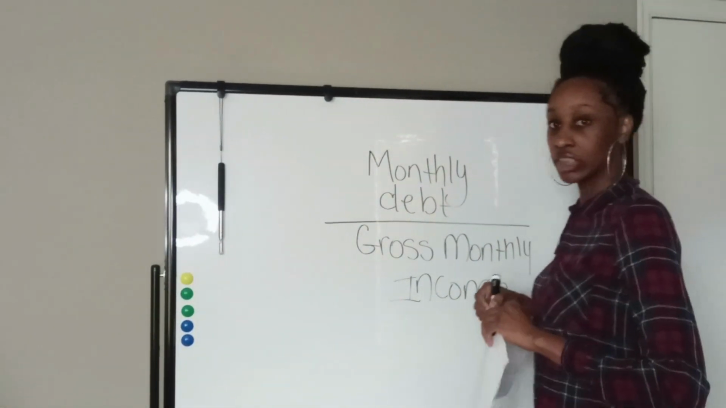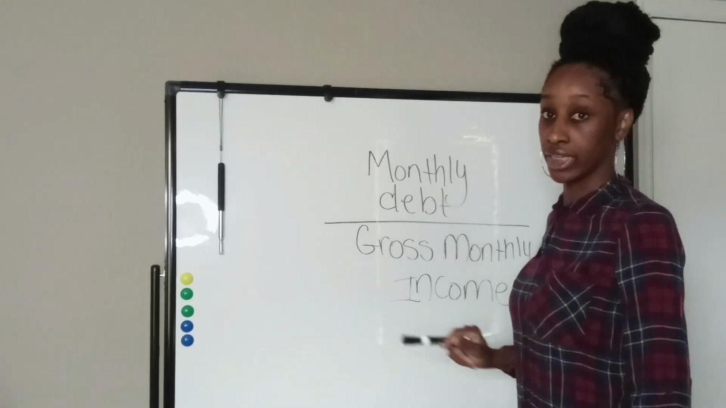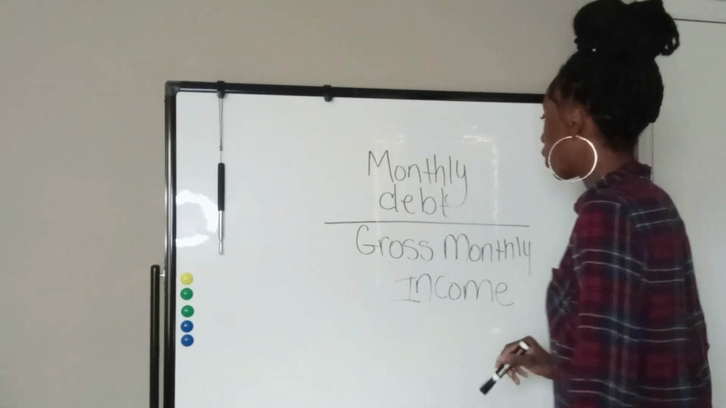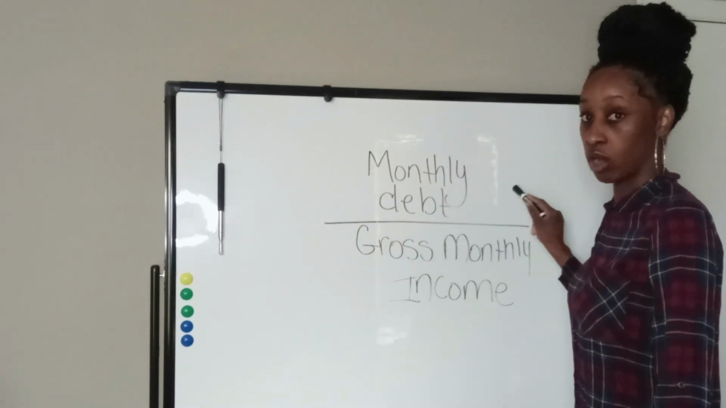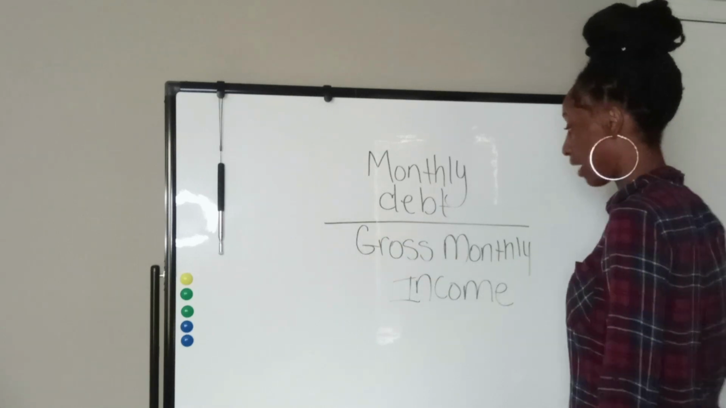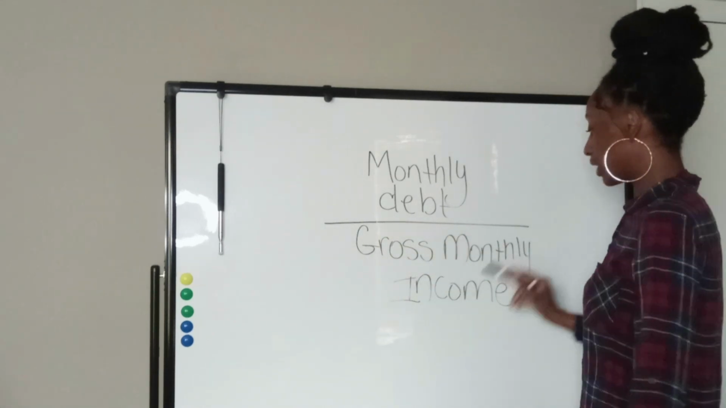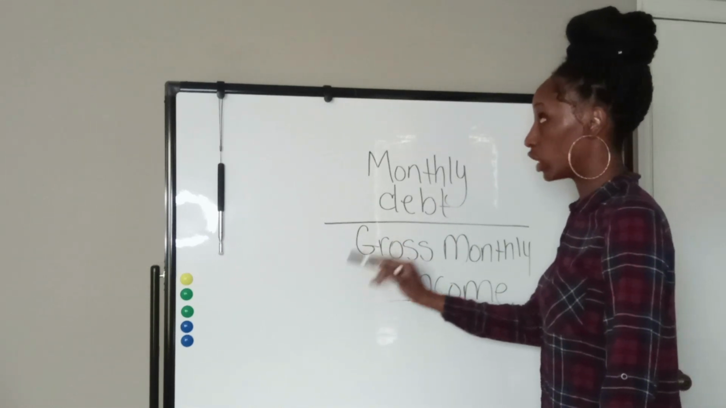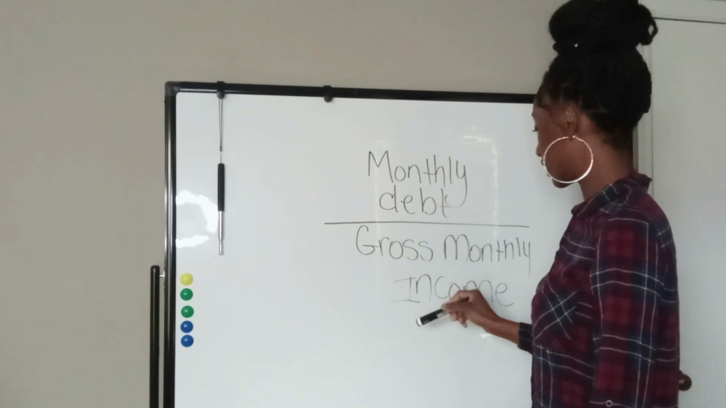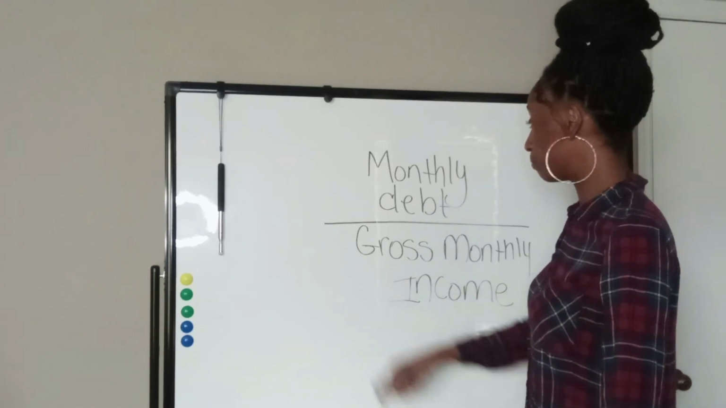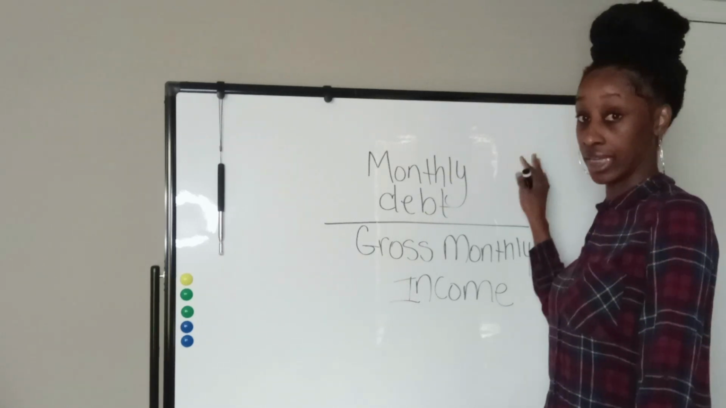All right, you guys. Here's the formula to calculate your debt to income ratio. It's your monthly debts, all your monthly debts, divided by your gross monthly income. Your gross monthly income is what you make before taxes. That is the number on the bottom, and the top portion is all your monthly debts.